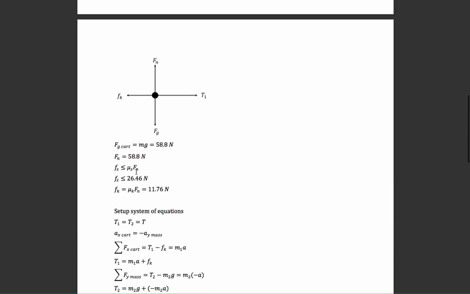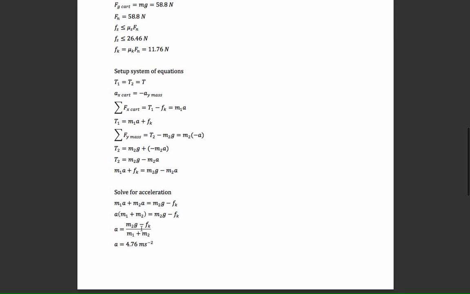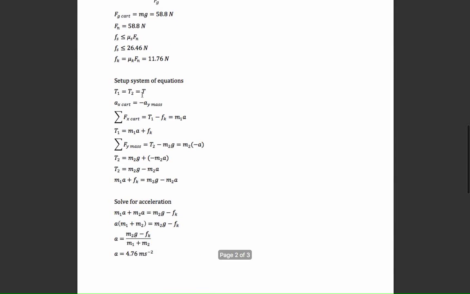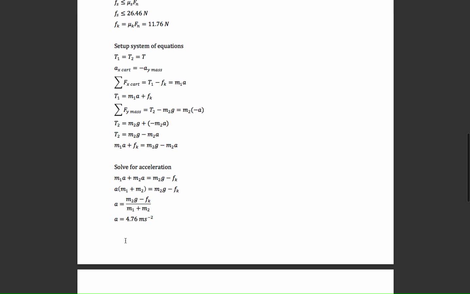We have the solutions to these variables from earlier, with f k equaling 11.76, m2 g equaling 78.4, the mass of 1 equaling 6, and the mass of 2 equaling 8. We finally solve for acceleration, which equals 4.76 meters per second squared.